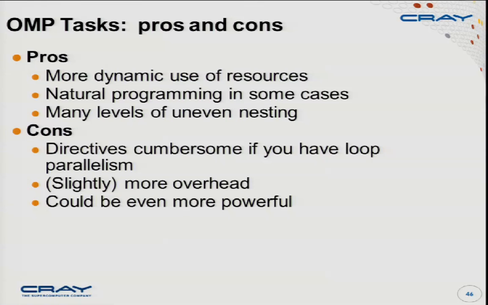The cons were the directives were cumbersome if you had loop parallelism. If what you have is loop parallelism and what you want to use is OpenMP parallel do, and what you need to use is tasking, you actually have to transform that loop, kind of package it up, strip mine it into something that you can put a task region around. So that was kind of cumbersome. Tasking is slightly more overhead, so you have to be careful about how small of a work area you're doing. And then really, I could see that it could even be more powerful given more control over how to do tasking.